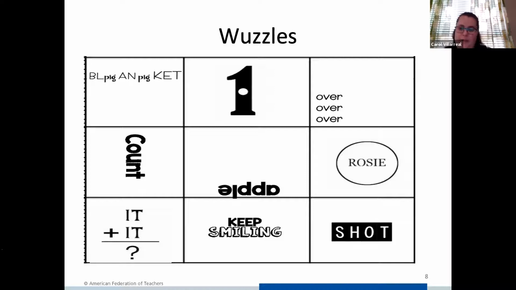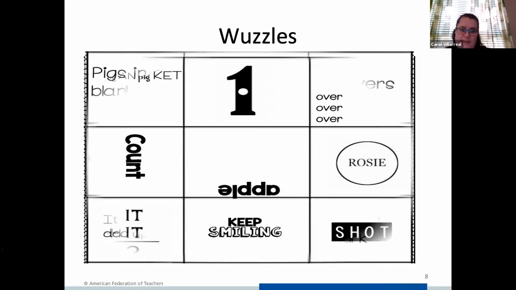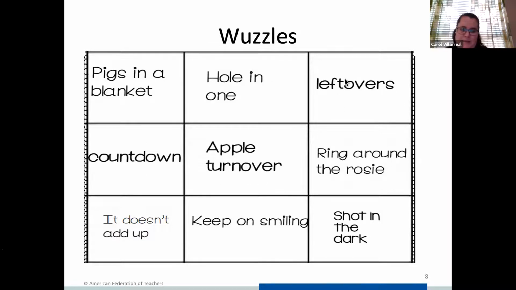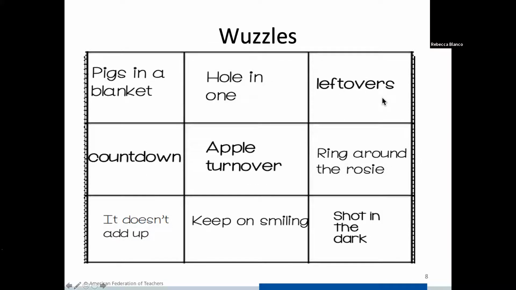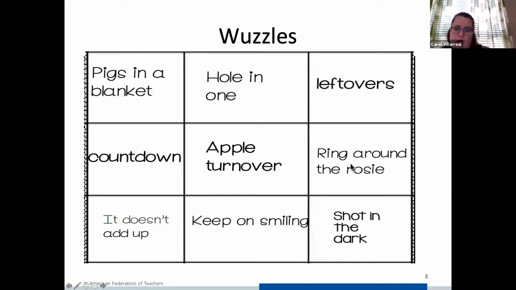So we've got pigs in a blanket, hole in one, countdown. These are leftovers. We had an apple turnover. Ring around a rosy. Good job. You guys are on a roll on this one.